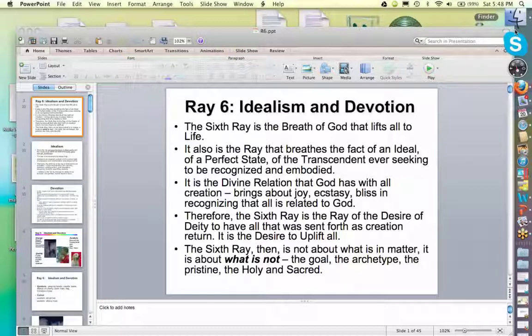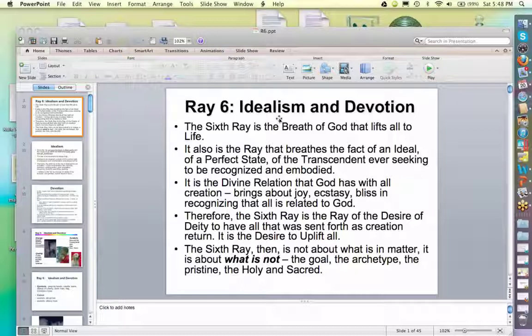Okay, the sixth ray is known as the ray of idealism and devotion. It is the breath of God that lifts all to life. This is a key word. It lifts, raises. It is the breath that breathes the fact of the ideal, of that perfect state, of that which is transcendent, ever seeking to be recognized and embodied. Do we hear the word transcendent, which is outside of self? It's out there. And what is out there normally? It's the ideal, it's the perfect state, it's God, it is whatever one has learned in one's religion.